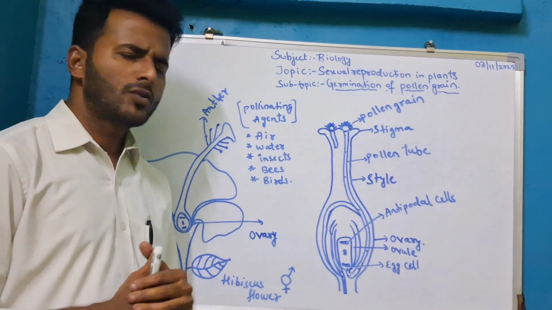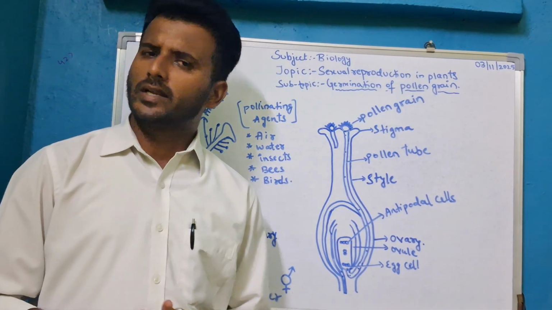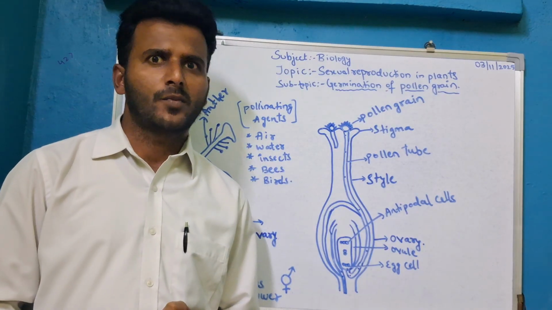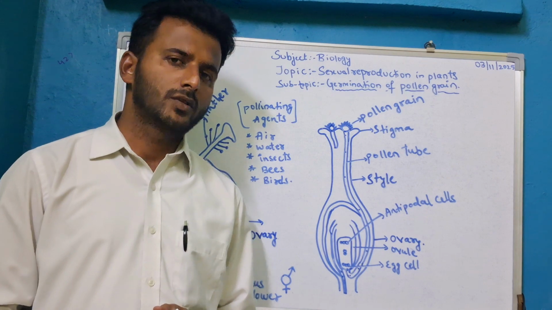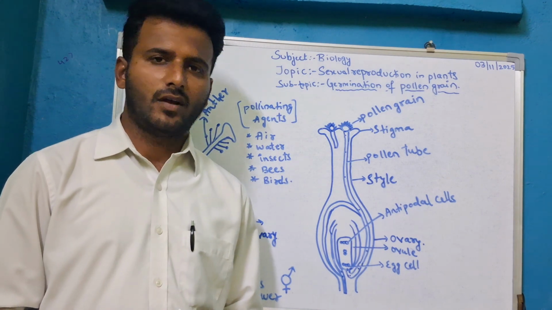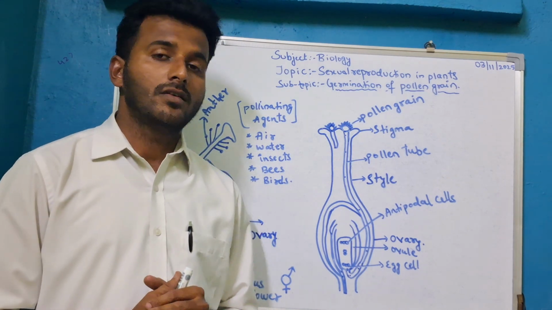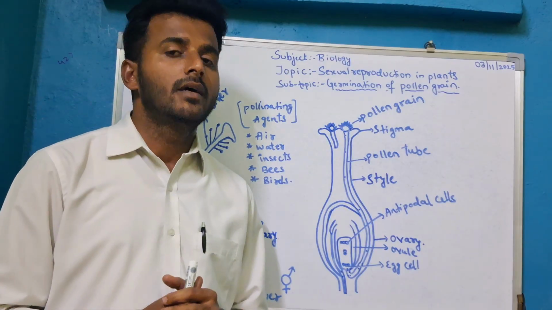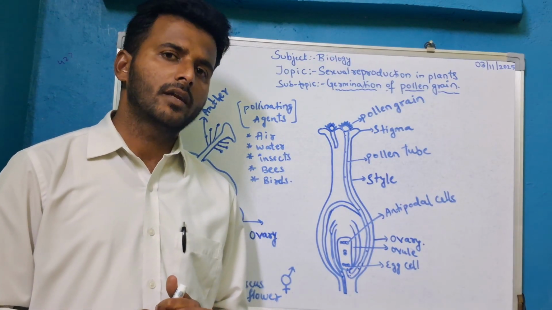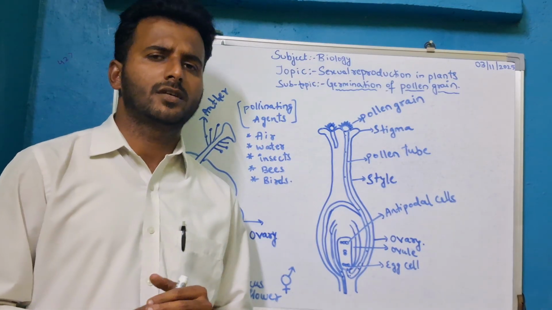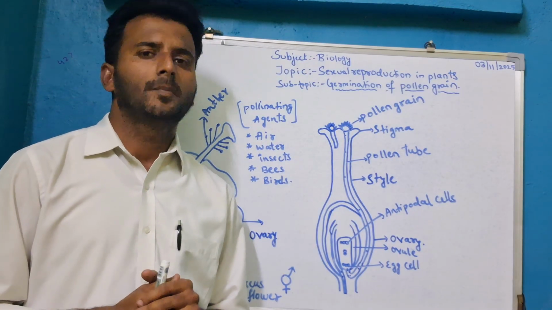Before we start, I would like to tell you about pollination. So what is pollination? Pollination is the transfer of pollen grain from the anther to the stigma of the flower. If the pollen grain falls on the stigma of the same flower, or of the same species, it is self-pollination. If the pollen grain falls on a different flower of the same species, it is called cross-pollination.